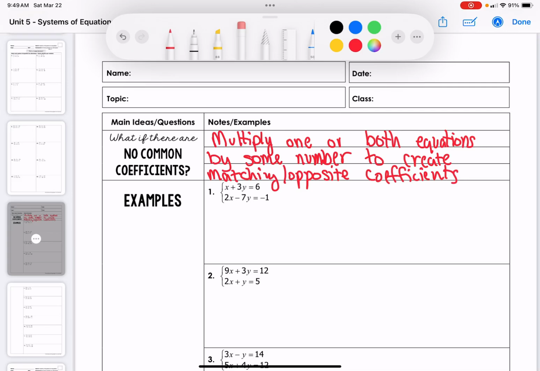All right, guys. So we're still in the process of elimination, like the elimination method. But now in this case, where we would have a common coefficient, to where we could just add or subtract the other expression. Well, now we don't have a common coefficient, right? So we got to take one more step to make a common coefficient. Right, so this is what if there are no common coefficients. Multiply one or both equations by some number to create matching or opposite coefficients.